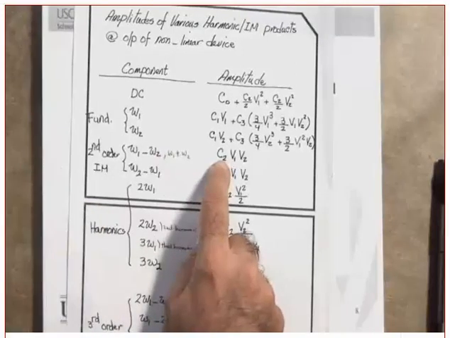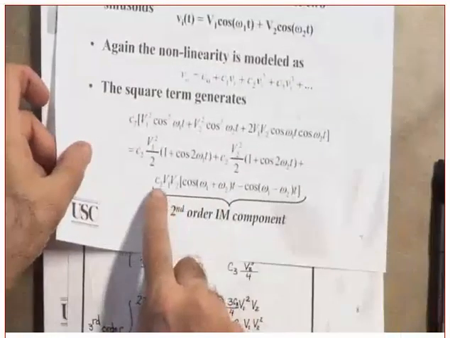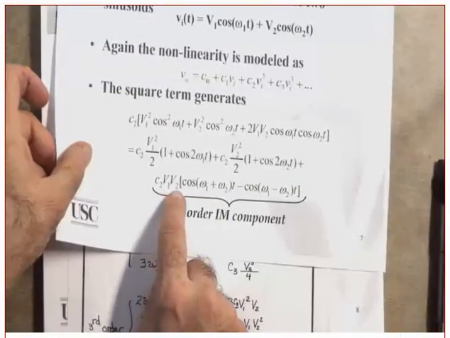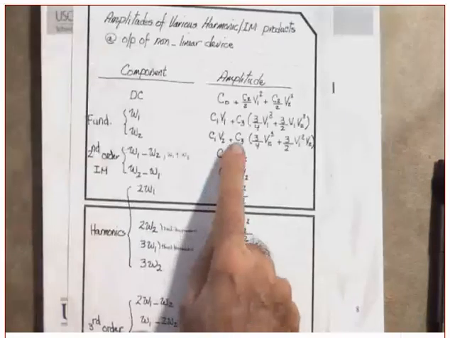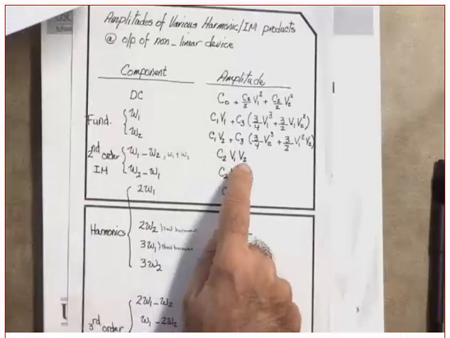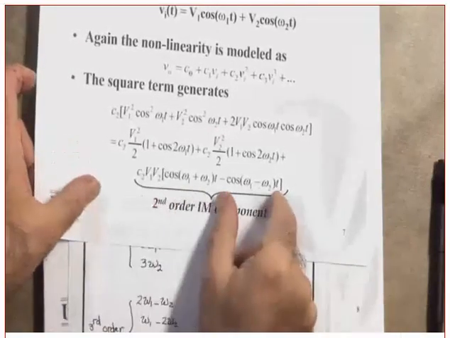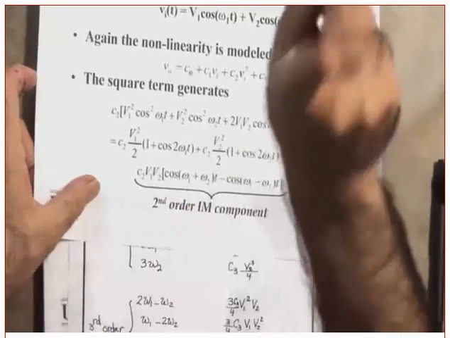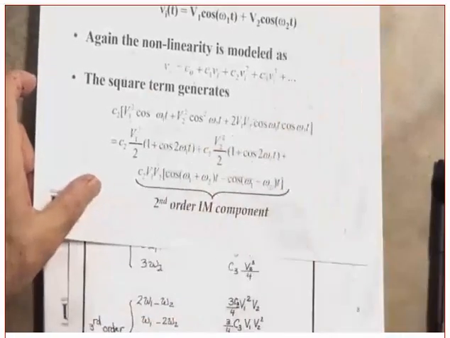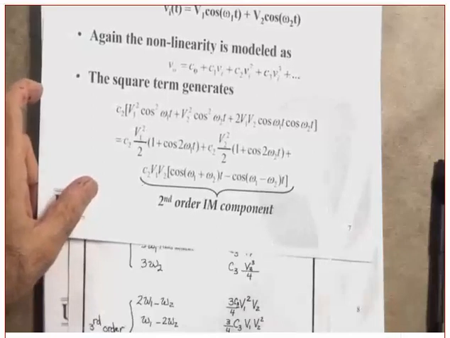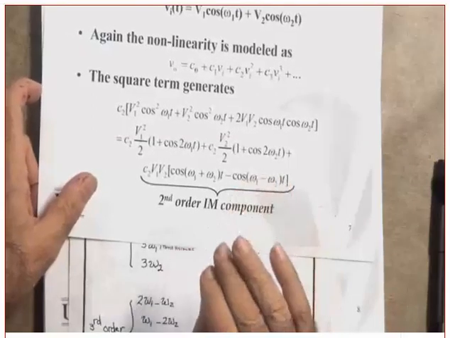I want you to see it here. Where is it? C2, V1, V2. Yes? C1, C2, V1, V2. You take only one of them. In other words, even though they are both terms, you take only one of them, because you are assuming that the other one is going to be filtered out. Did you get this or not?